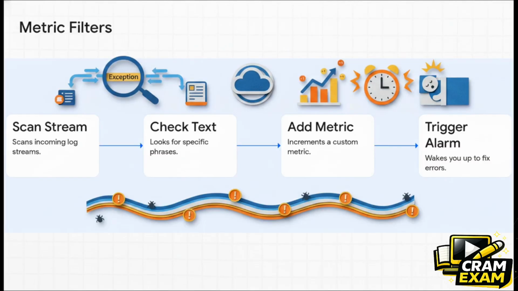To do this proactively, you use a metric filter. A metric filter constantly and automatically scans your incoming log streams, evaluating the incoming text for specific terms, phrases, or values. For example, you tell it to look for the word exception. Every single time that word hits the log stream, the filter increments a custom CloudWatch metric. You then set a threshold. If that metric hits, say, 10 exceptions in 1 minute, it immediately triggers a CloudWatch alarm, waking you up at 3:01 a.m. so you can fix the issue before the users even notice.